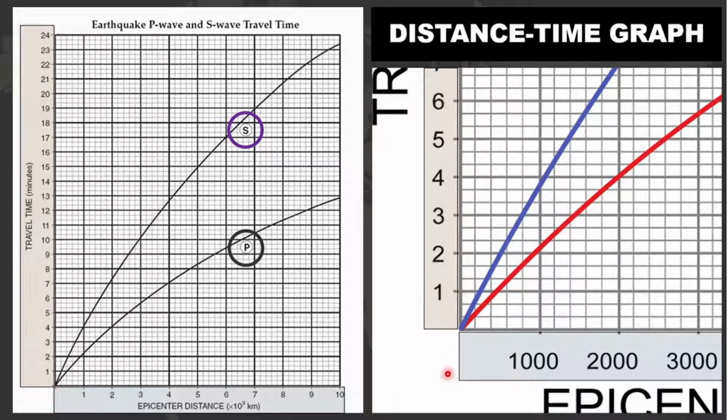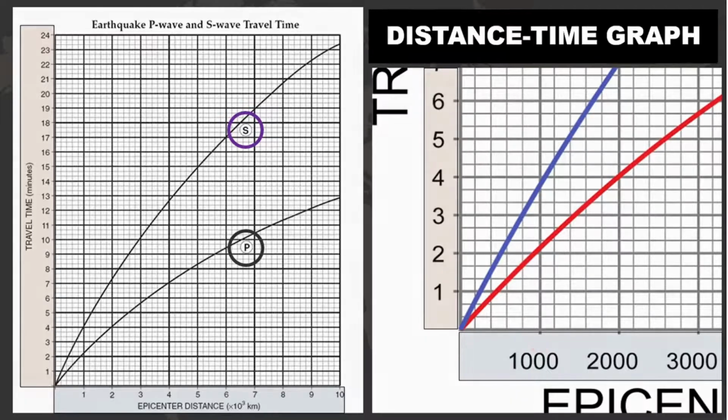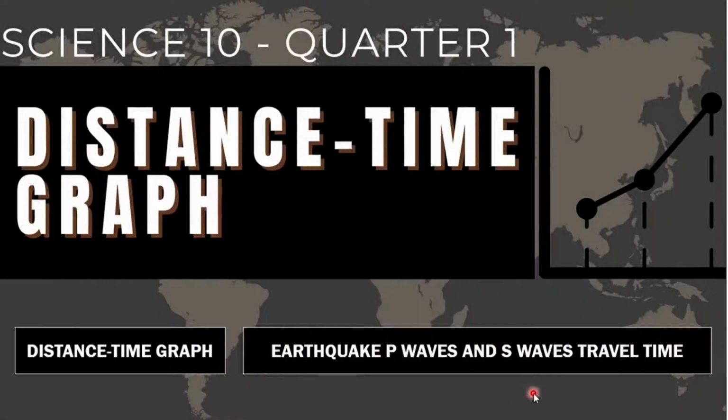At the bottom part or the horizontal line which is intended for epicenter distance, there are also small boxes. Every box is equal to 200 kilometers. Therefore, from the origin or the epicenter of an earthquake, we have 200 kilometers, 400 kilometers, 600 kilometers, 800 kilometers, and 1000 kilometers. Now, we will proceed in identifying the travel time of P and S waves.